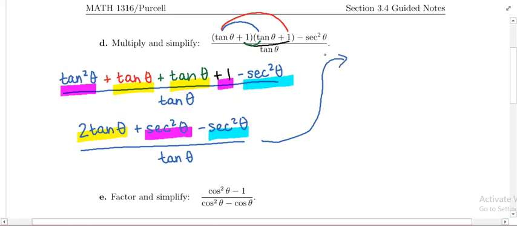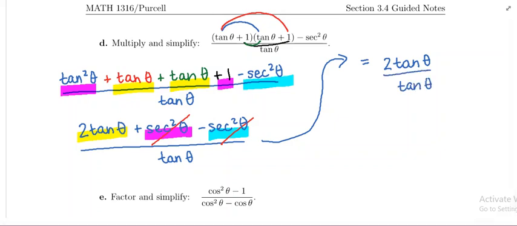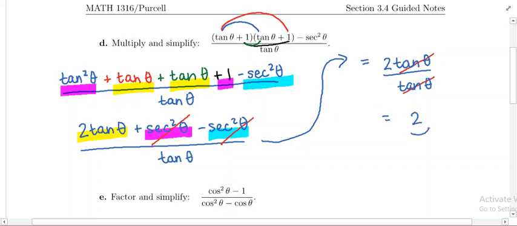What happens? Now I see in the top secant squared theta minus secant squared theta. Those are going to cancel. Boom, gone. I am now left with 2 tangent theta in the top. That's it. The bottom has tangent theta. You see I've got a tangent theta in the top and one in the bottom. They cancel. This entire expression has simplified to be 2.